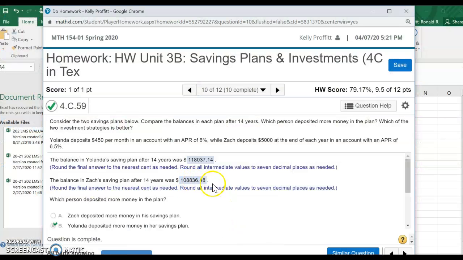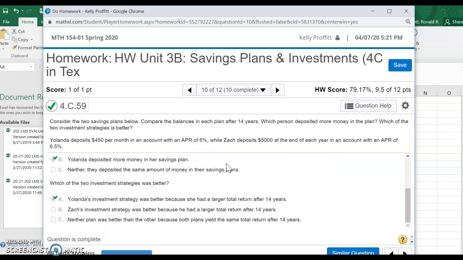Okay. And then you can answer the questions at the bottom. I'm sure you won't have any issues with that. Which person deposited more money? Obviously, Yolanda did. She deposited more money. And you can go through and answer those questions for that one. And I hope me working out this problem helped you.